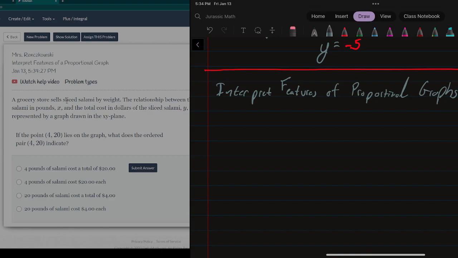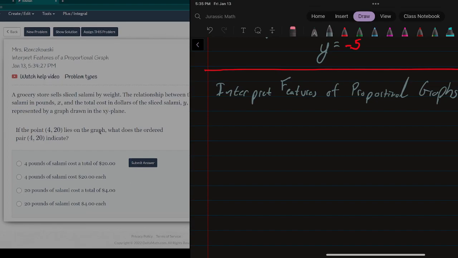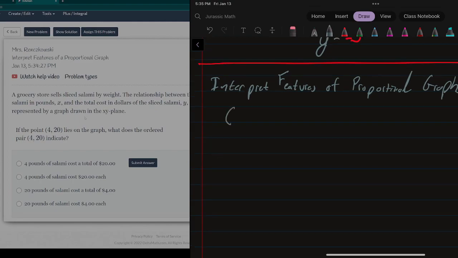A grocery store sells sliced salami by weight. The relationship between the amount of salami in pounds x and the total cost in dollars of the sliced salami y is represented by the graph drawn in the xy plane. So, if the point 4, 20 lies on the graph, what does it mean? Well, all I have to do is label it. The 4 is the x. The y is 20. Every point is always xy.